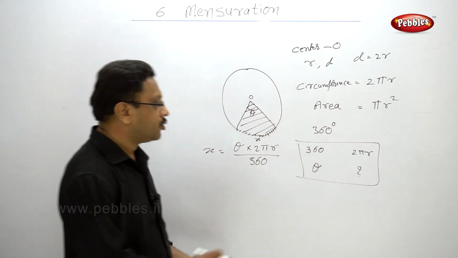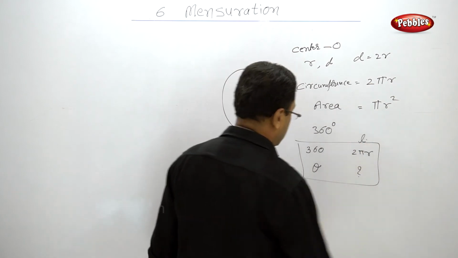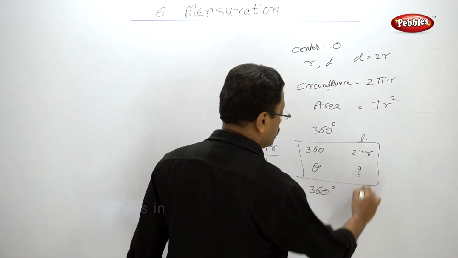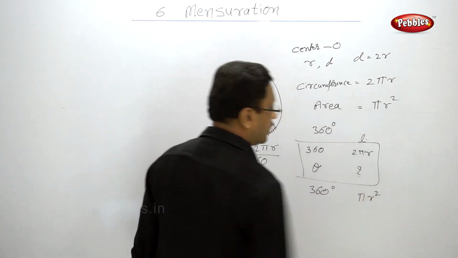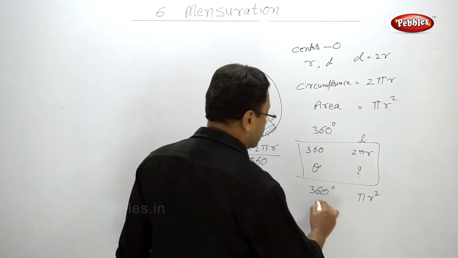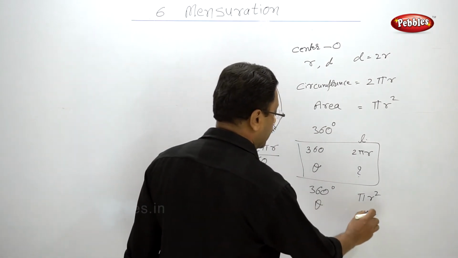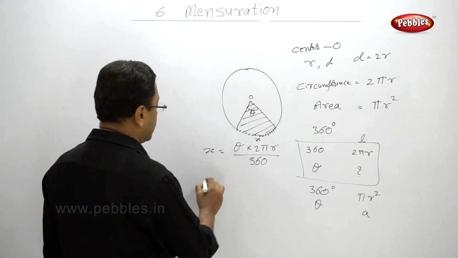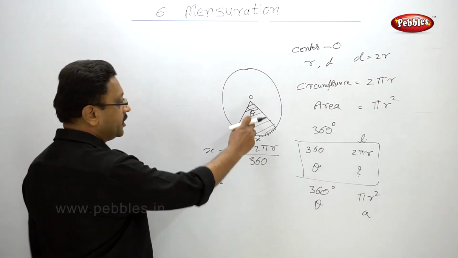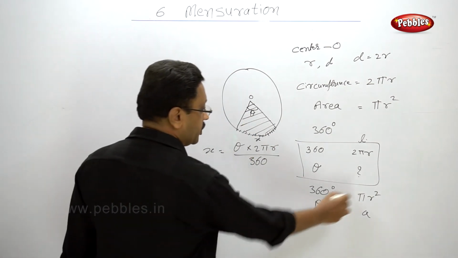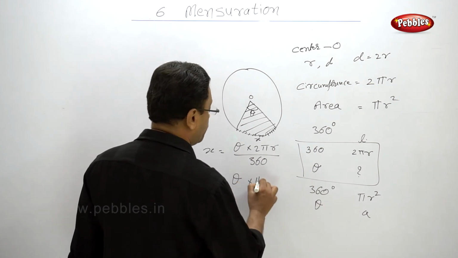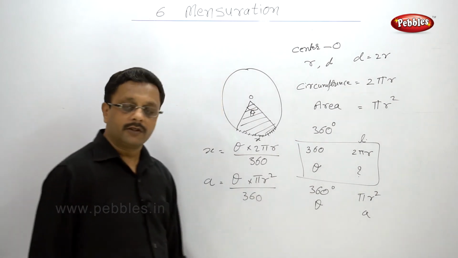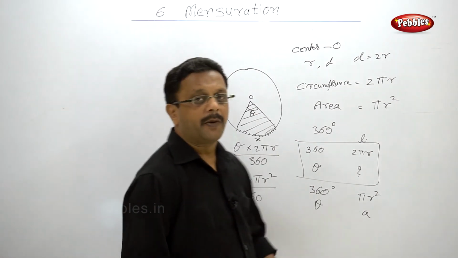For theta degrees. So as we did for the length of the arc, I can write a similar formula. For 360 degrees you have pi r square. So for theta degrees, how much? Or I can say small a. So what is your small a now? What is the area of this arc? Simple. Theta into pi r square divided by 360. In your book it is given as theta by 360 into pi r square.